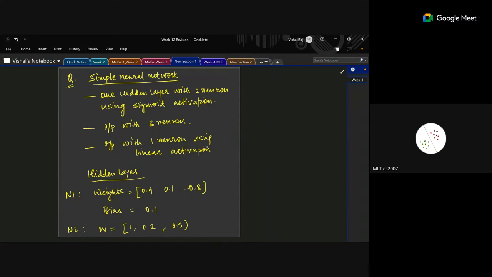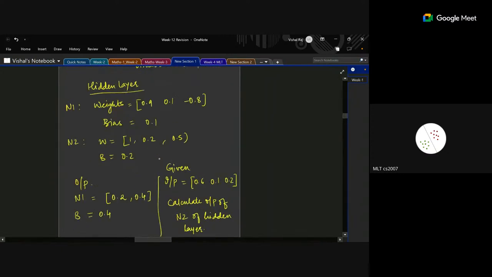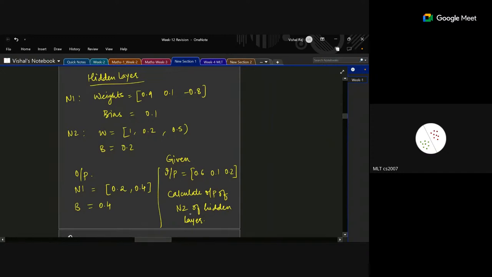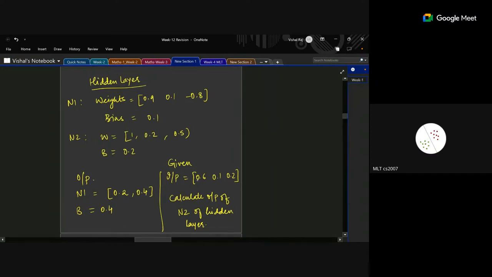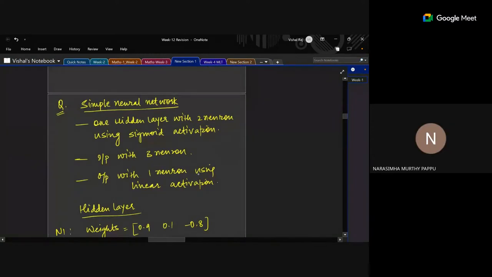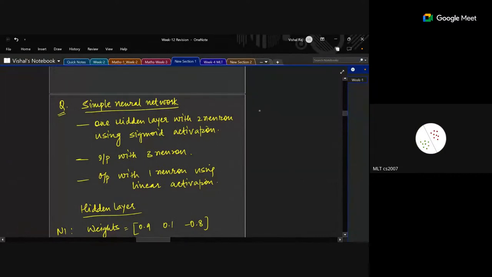Then the output will have one neuron, and the output mostly uses linear activation. In a neural network it's linear only, because whatever value you get from the last hidden layer should be reflected in the output. That's why we use the linear activation function in the output. These are all the values that have been given, and then you are asked to calculate the output of N2, the second neuron of the hidden layer. Can you do it, or do you need any help? Can you scroll up a little bit? Input with three neurons. Should I draw the neural network? No, sir, it's simple, right? So just try to calculate it.